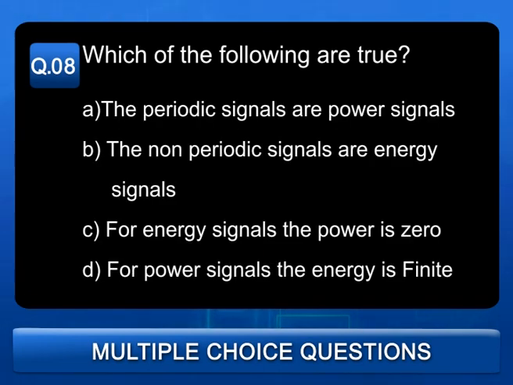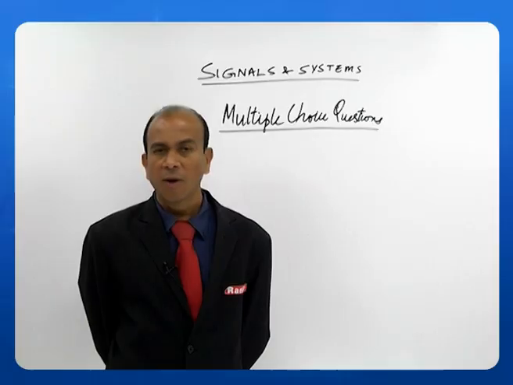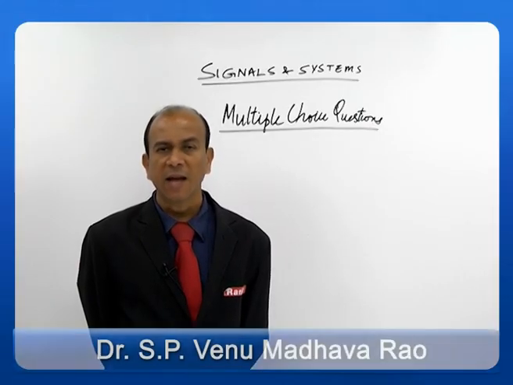Now let us look at question number 8. Which of the following are true? A, periodic signals are power signals. Is it true or false? B, the non-periodic signals are energy signals. True or false? C, for energy signals, the power is 0. True or false? D, energy is finite, that should be made. Okay, so instead of 0, add finite. Okay, A, B and C are true.